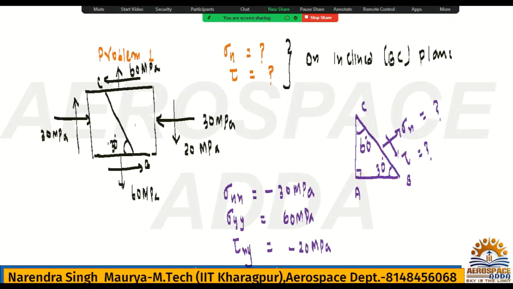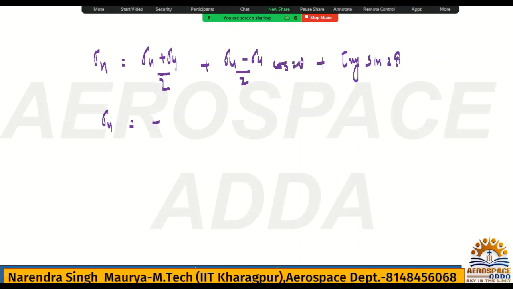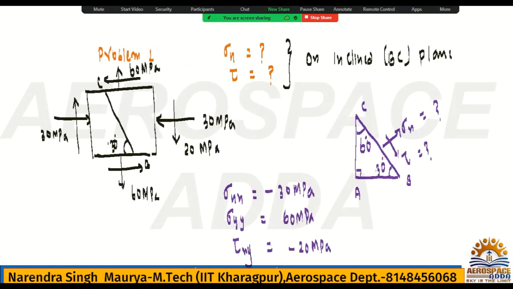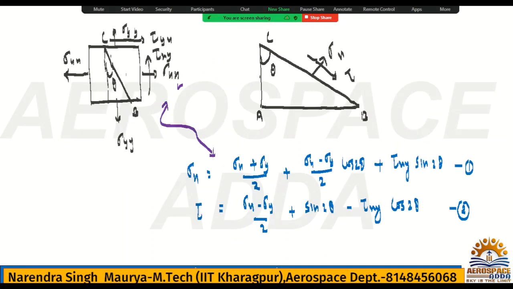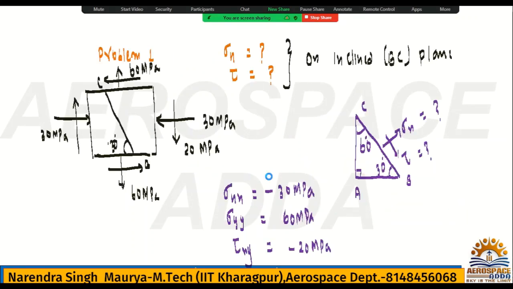Now you keep the data. Sigma x will be negative because it is compressive, so minus 30. Sigma y is given as 60, divided by 2, plus, again sigma x is negative, so minus 30 minus sigma y, it is negative in the formula, so negative, 2 cos 2 theta. Now check what theta they had given. They had given 30 degree, but in your format 60 degree should be here. You have to write 60 degree. That was my point, because this formula is for the vertical angle theta. Hope you understood my point.